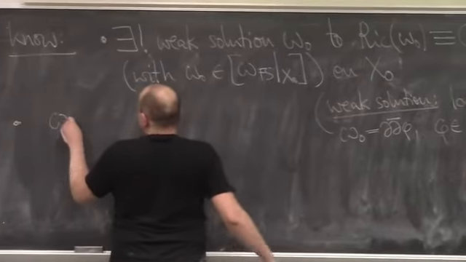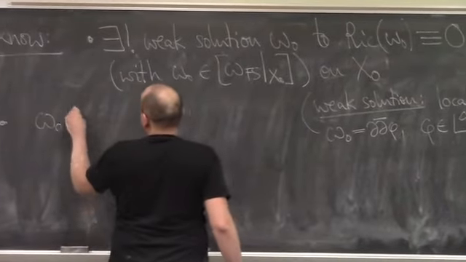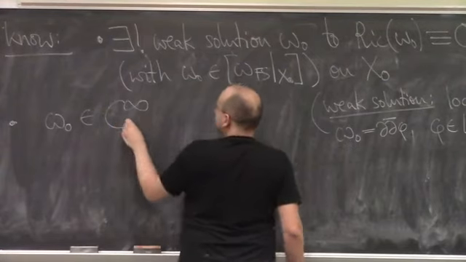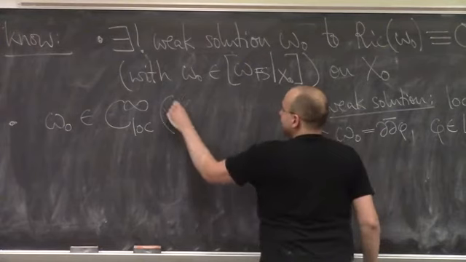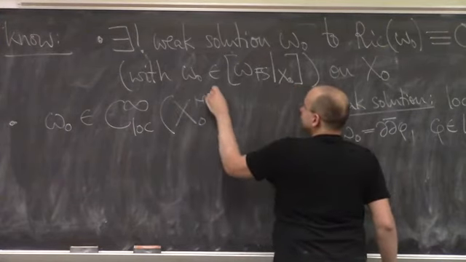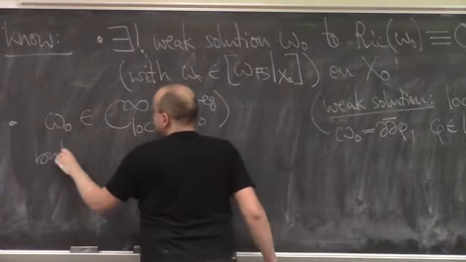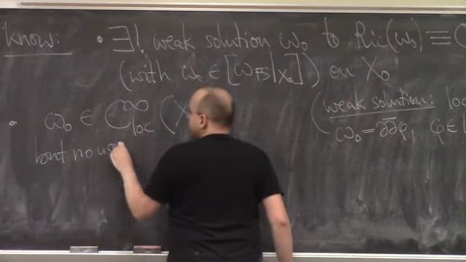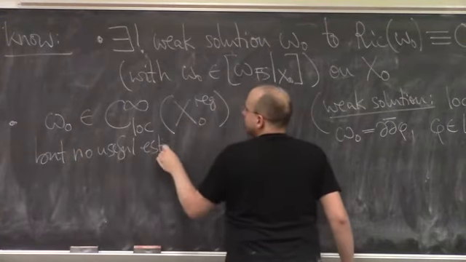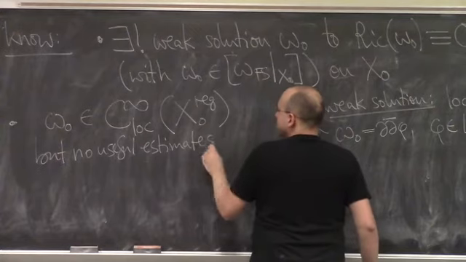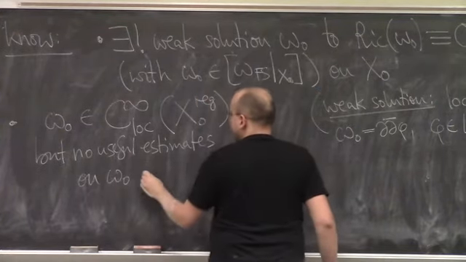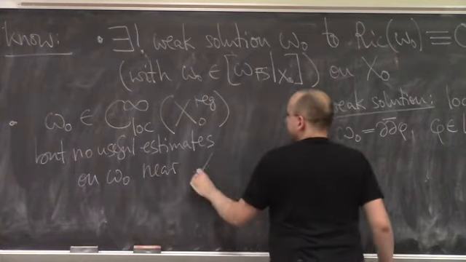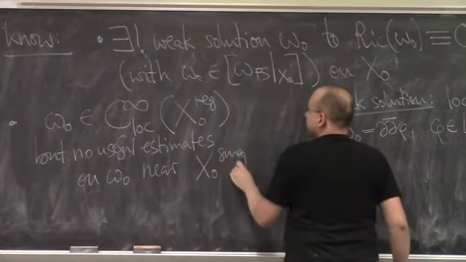So I'll just say this again. Omega 0 is C-infinity smooth locally on the smooth locus of this variety, so on X0 regular locus, but there are no useful estimates on omega 0 near the singularities of X0.